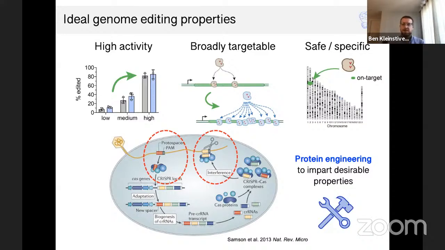So what we do actually in the lab is use protein engineering to now impart these desirable properties into these CRISPR enzymes. We can make the enzymes more active, more targetable, and much safer. And this has obviously no impact on the natural biology of CRISPR systems because we've taken them out of that context to use them in the lab.